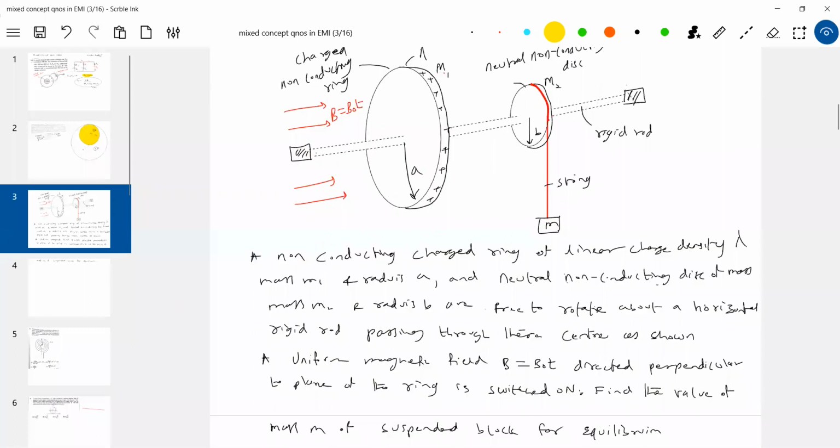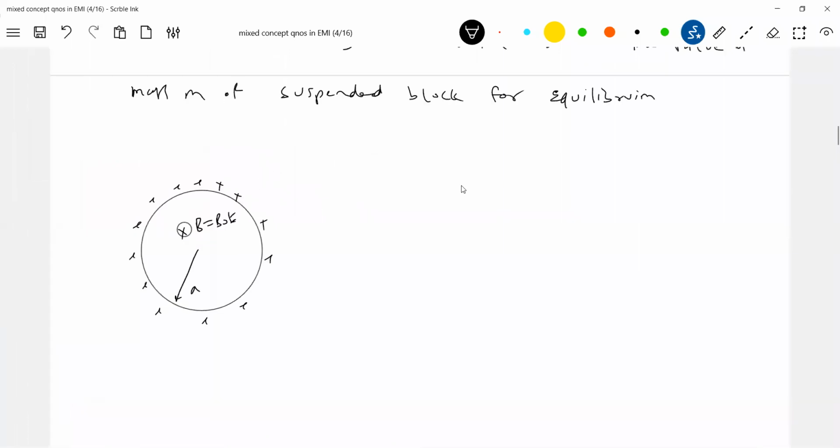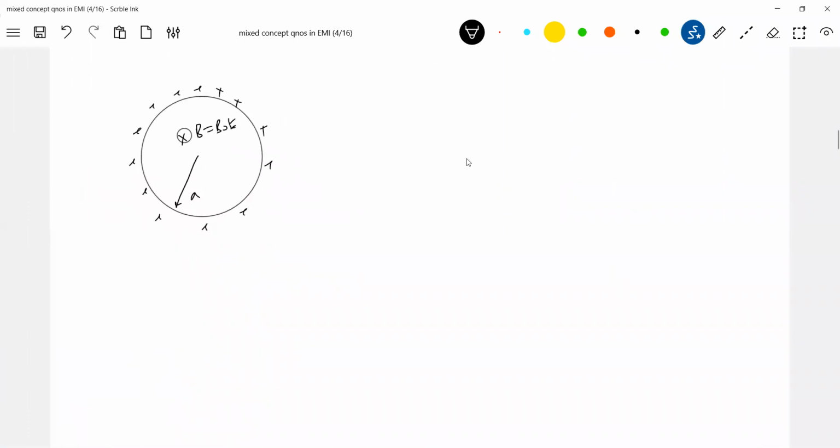So what are the forces that will be acting on the ring? Convert this into a plane diagram. This is a ring. Where is charge present? Charge is present on the circumference only. The radius of this is a, and there's a uniform magnetic field which is varying with time. Will it set up any torque? The induced electric field, in what direction will it be? B bar is into the plane. I'll magnify it. B bar is into the plane. What direction will the induced electric field here be? It will be tangential.